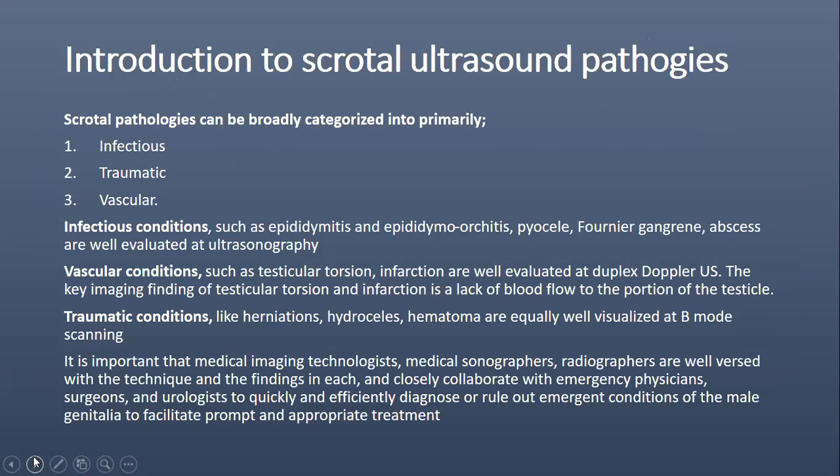So I can introduce you to the scrotal pathologies. We're going to classify them into three: infectious, traumatic, and vesicular. If we talk about infectious conditions, these are conditions brought about by disease pathogens. For example, epididymitis, epididymo-orchitis, hydrocele, Fournier gangrene, which I've told you about, which is when the testis starts to rot.